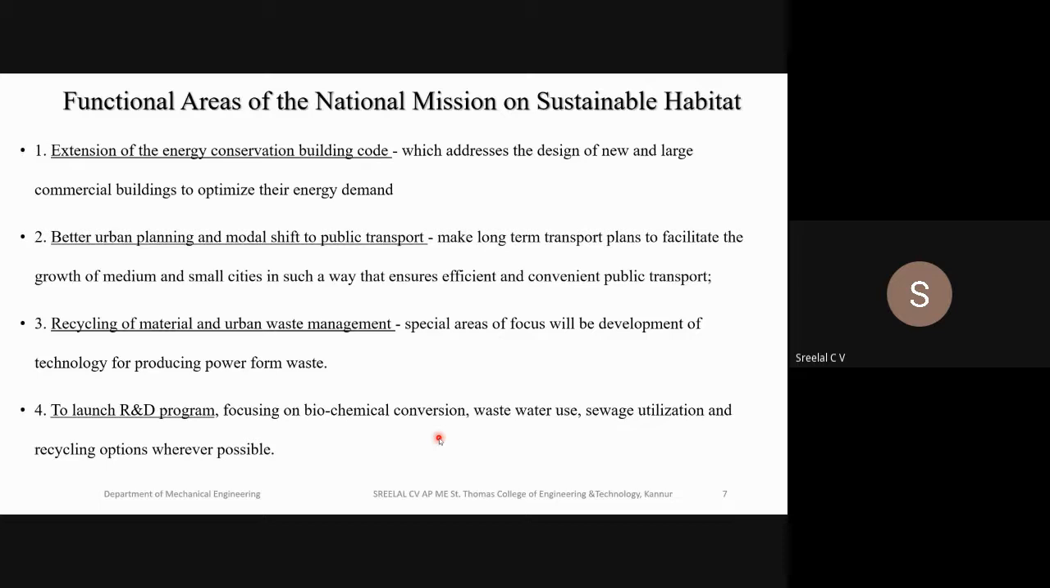Okay, sustainable habitat, which we are defining as an ecosystem. And the fourth one is to launch R&D programs. As we told about innovation, we have to give maximum awareness of that particular thing and keep uplifting innovation in these areas. Okay, so these are the functional areas of the National Mission on Sustainable Habitat.